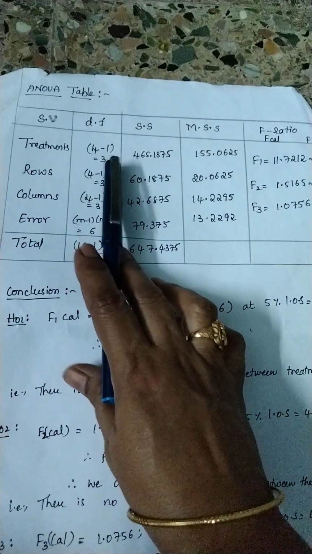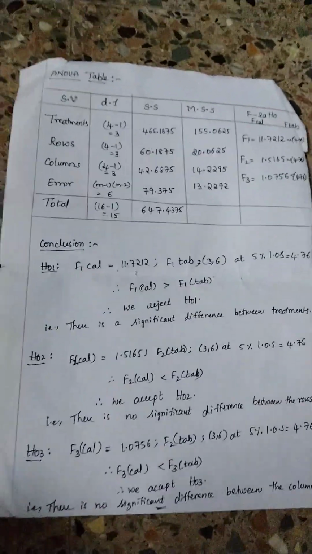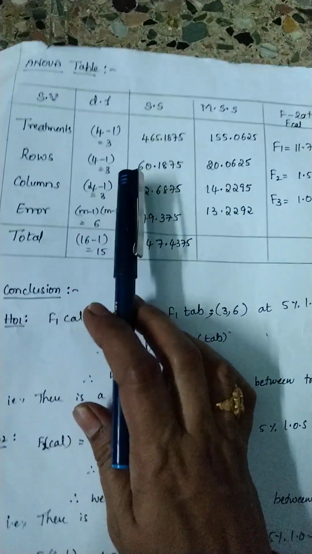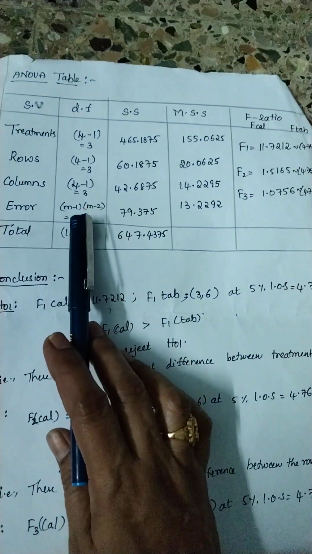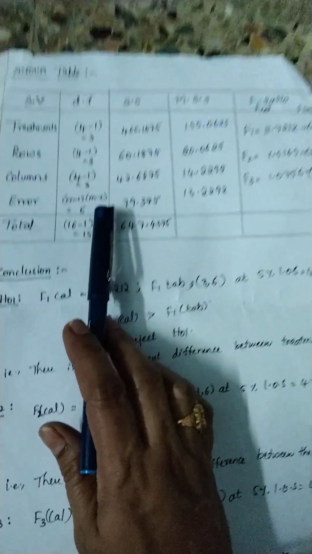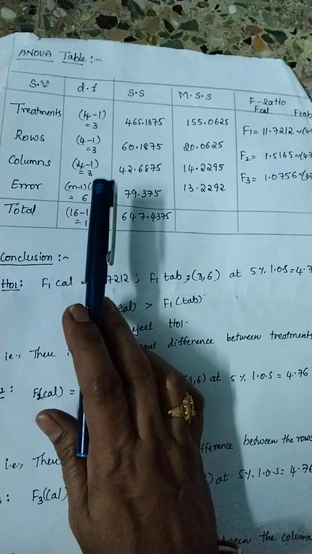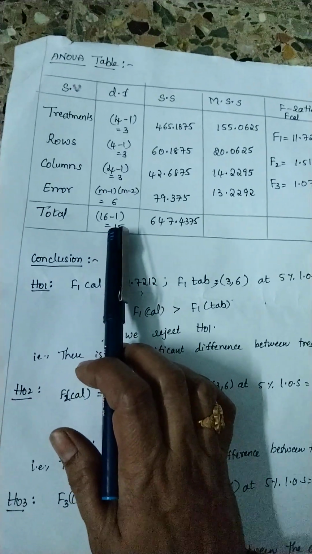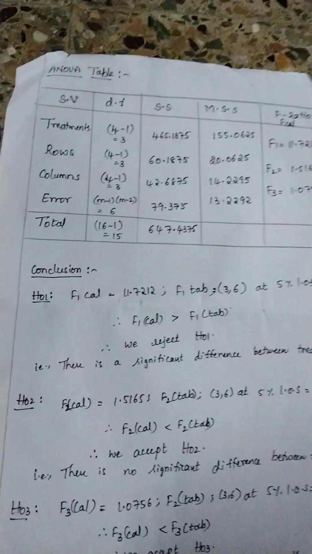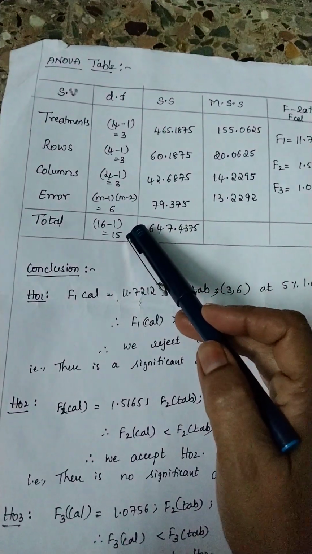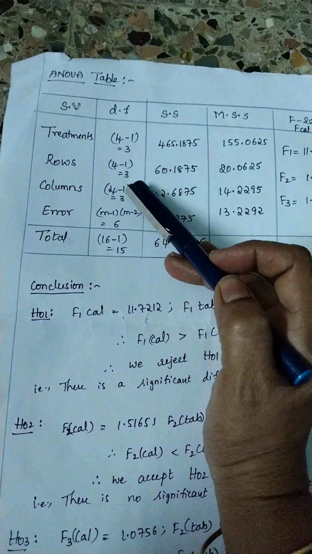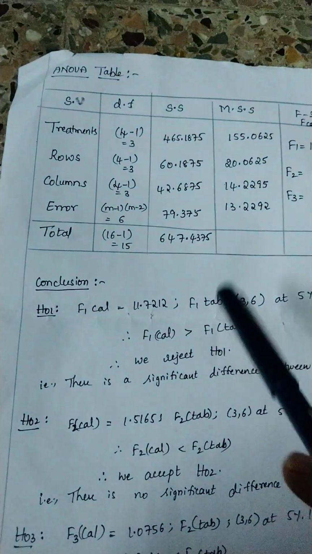Treatments. How many treatments you are having? 4. 4 minus 1 is how much? 3. Next, rows. How many rows are you going to have? 4 rows. 4 minus 1 is 3. How many columns? 4 minus 1, which is 3. And error. Error is (m minus 1) into (m minus 2). Why? This is the formula. Or else, you can find the total degrees of freedom first. That is capital N minus 1. Total is 16, no? 16 minus 1 is how much? 15. This is the value 15. From this, you are going to subtract the degrees of freedom for treatments, rows and columns. You are going to get your error degrees of freedom.